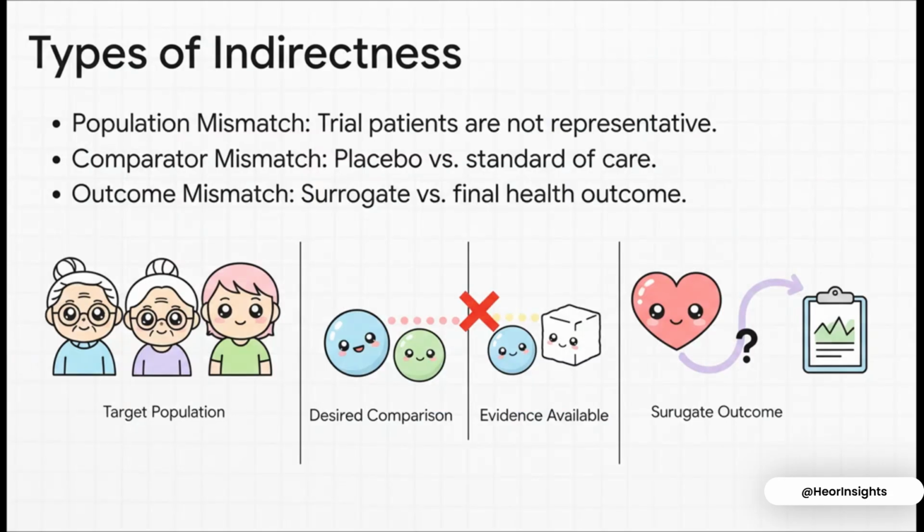Indirectness can pop up in a few ways. Maybe the patients in the trial aren't like the real-world patients who will get the drug. Or, a very common one, the trial used a placebo, but what we really need to know is how it compares to the current standard of care. Or maybe the outcome measured isn't the one we truly care about.